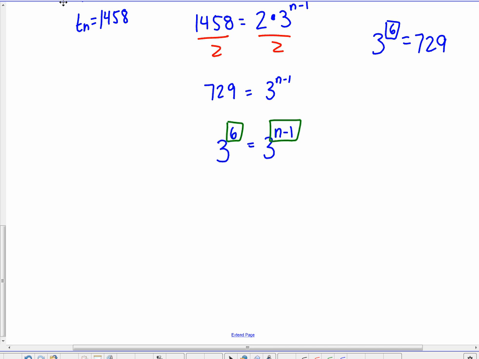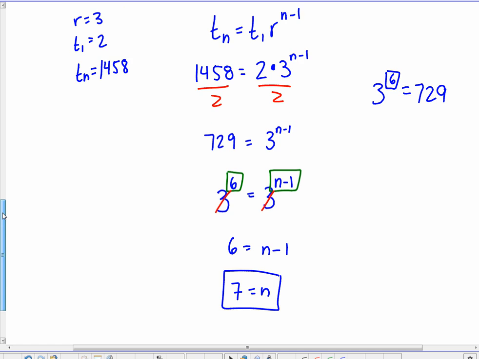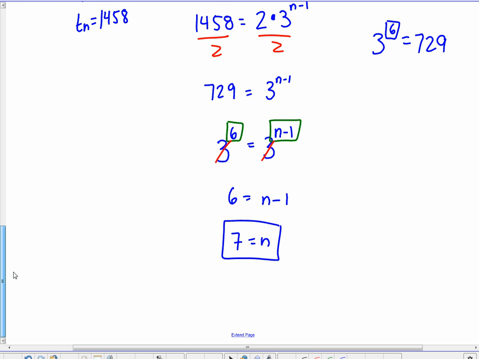It's almost as if we can cross these out, even though we're not really. This is bad math, but I'm going to do it. We're just saying those are equivalent, so therefore the exponents are equivalent. 6 equals n minus 1. So we're ignoring the base and saying those are equivalent now. We just have 3 to something equals 3 to something, and so those exponents are equal, therefore n is equal to 7. So that was the 7th term. How many terms are there? There are 7 terms. Okay? Next page.